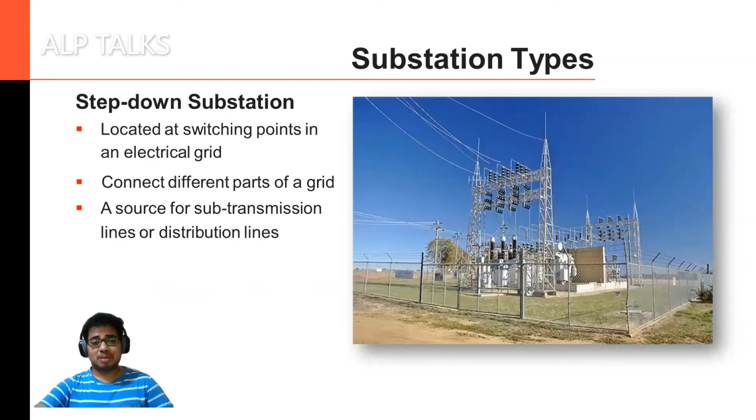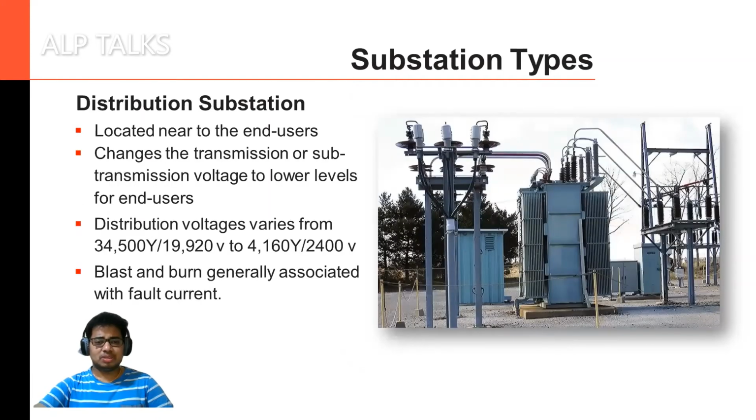We can have a step down substation also, located at switching points in an electric grid, connecting different parts of the grid, a source of sub-transmission lines or distribution lines. These are the step down substations, almost closer to the utility. We have the distribution substation also, located near the end users. It changes the transmission or sub-transmission voltage to a much lower value. Distribution voltage can generally be 34.5 kV, 19.92 kV, 4160 V or 2400 V as per ANSI. Otherwise 11 kV, 6.6 kV, 3.3 kV, 1.2 kV, or 400 or 433 V, as per other European practices.